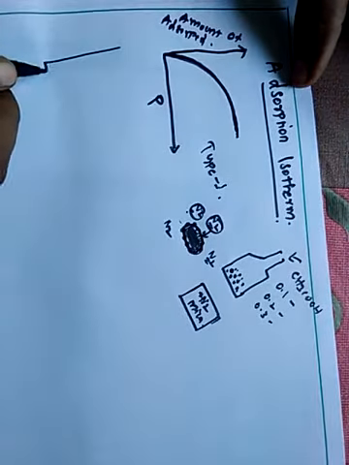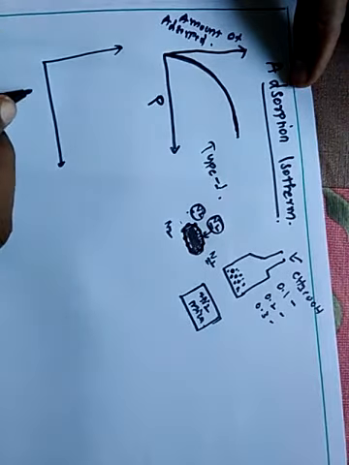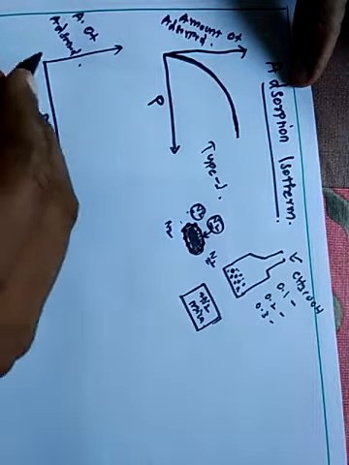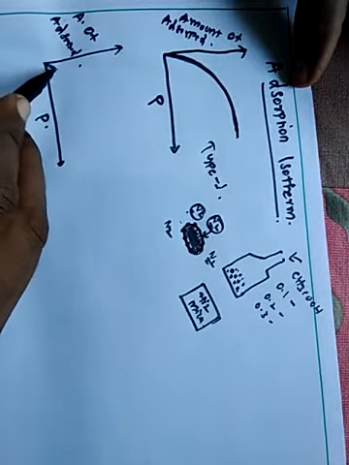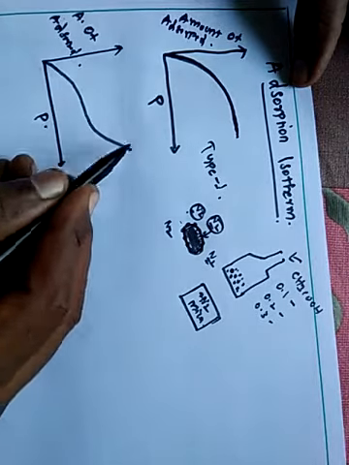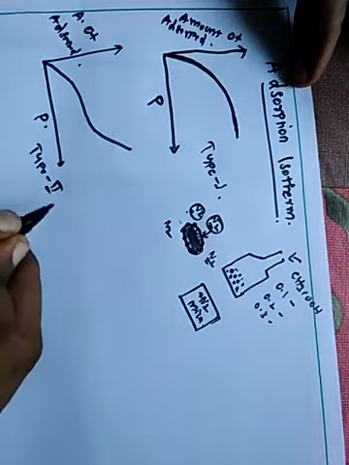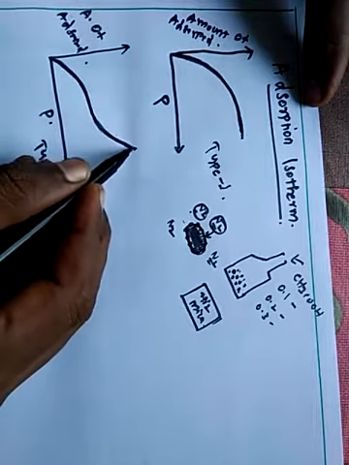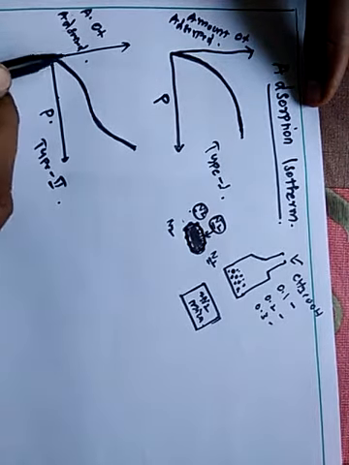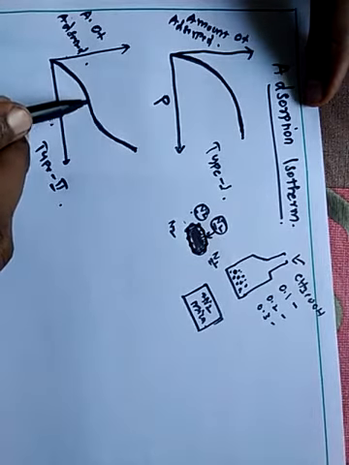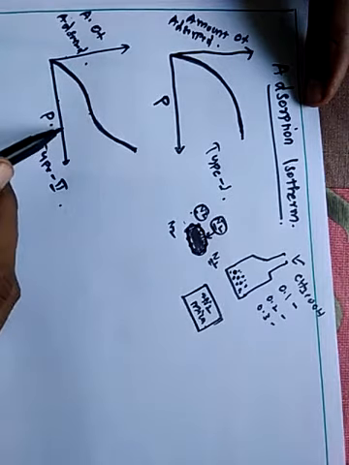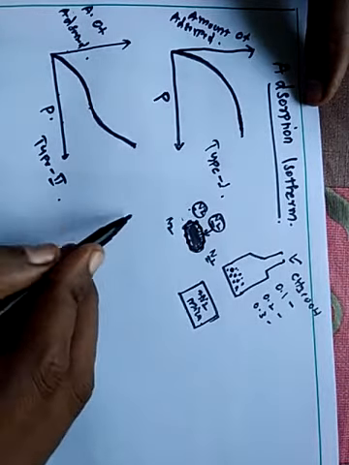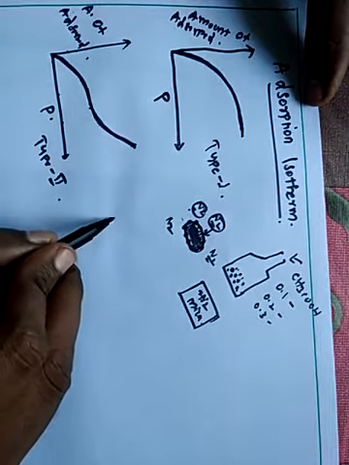In the same way, there are other types of curves. The second type of curve looks like this. The pressure is on the x-axis and the amount of adsorbed material on the y-axis. If you plot, you will see this type of curve. This is type 2. When you increase the pressure, the amount of adsorbed material increases, and then it attains some limiting value. Then on further increasing the pressure of the adsorbate, the amount of adsorbed material increases again. This shows multilayer formation. Multilayer adsorption is forming. That is why you get this type of curve.